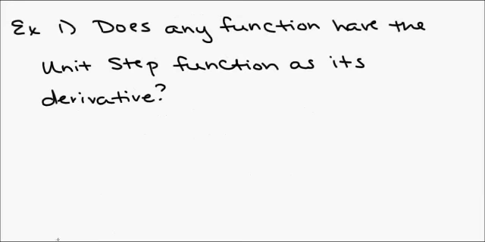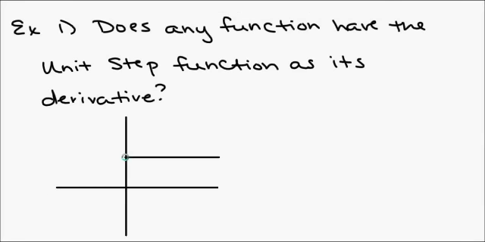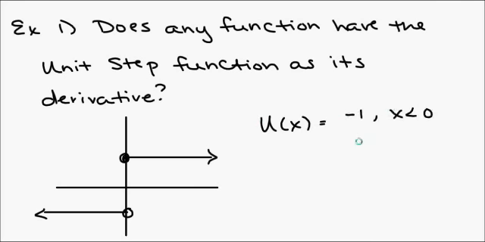Example 1, this is our only example for this video. Does any function have the unit step function as its derivative? The unit step function is actually one of the ones that we're looking at in the last video. I'll just draw a sketch of this quickly. So this is the graph. Like this. So basically, we have u of x equals -1 for x is less than 0, or +1 for x greater than or equal to 0.